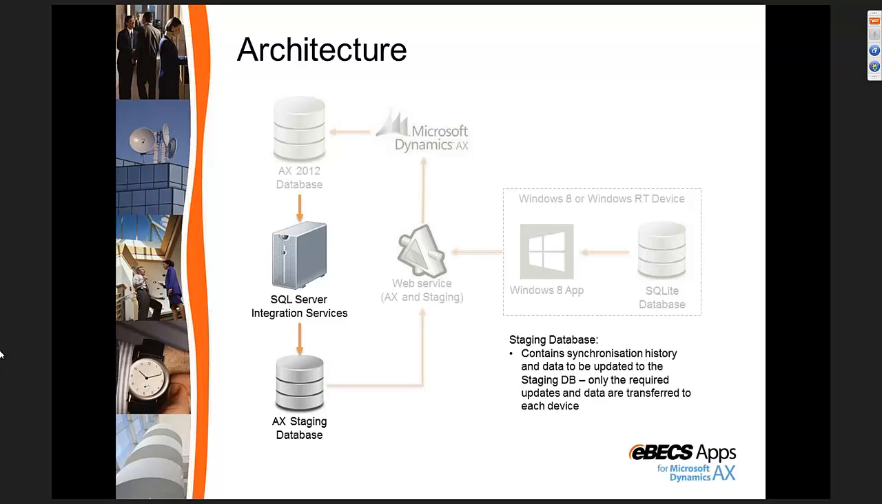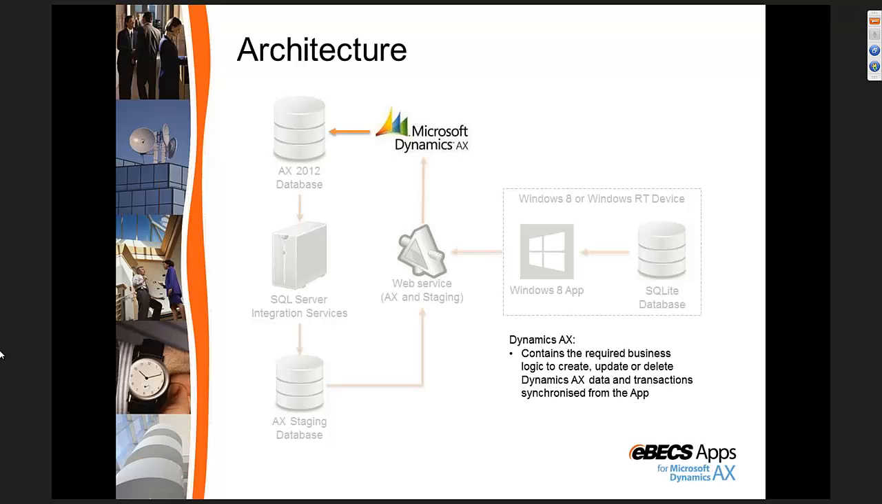There's a staging database that sits in there, and that actually contains a full synchronization history of all data that's being sent backwards and forwards between the app and Dynamics AX. This means that users can go in and interrogate information that's being pushed backwards and forwards. And finally, Dynamics AX holds all the relevant business logic as well as the master data and provides the rules around whether information can be created, updated or deleted. It also pushes back any transactions such as sales orders that might need to be synchronized back into the application itself.